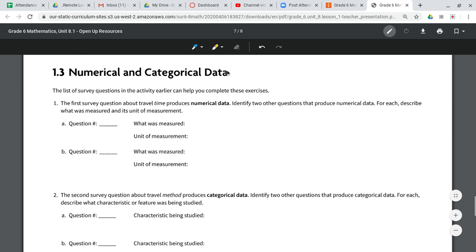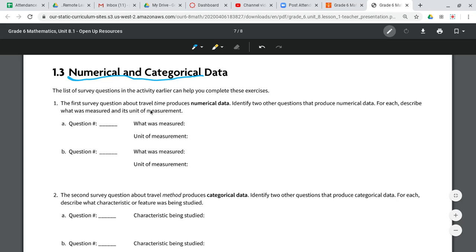numerical and categorical data. Now, numerical and categorical data, this is your key word for this lesson. So kind of a phrase rather than just a single word, but it's numerical and categorical. Or you can have it flipped around, categorical and numerical. Either will be acceptable. So the list of survey questions in the activity earlier, that list that I just read from up above, can help you complete these exercises.